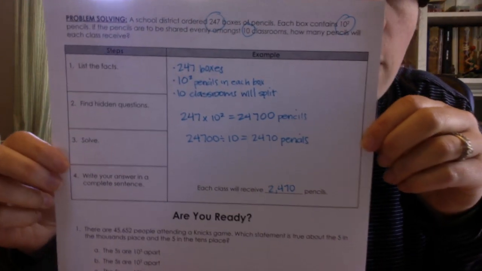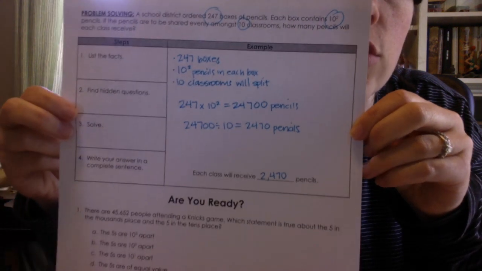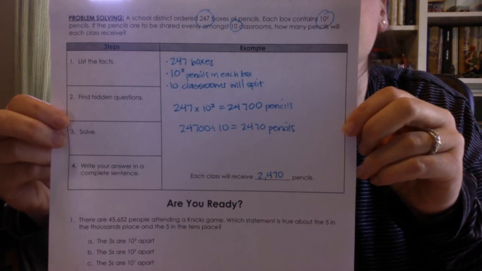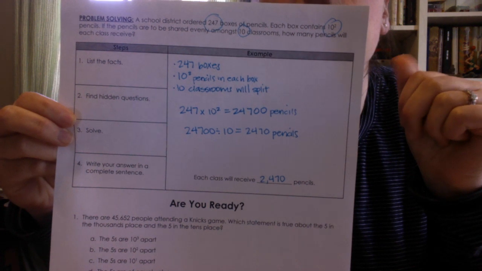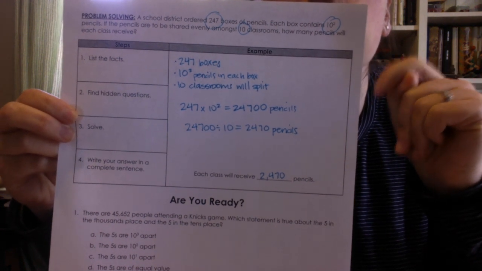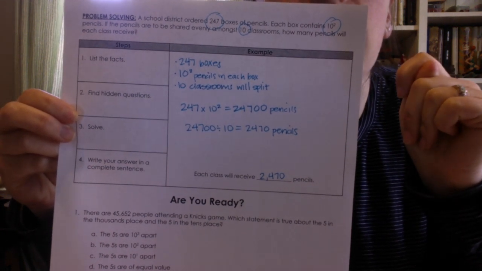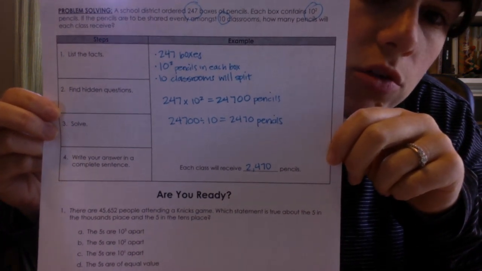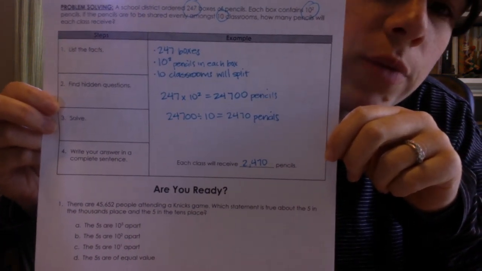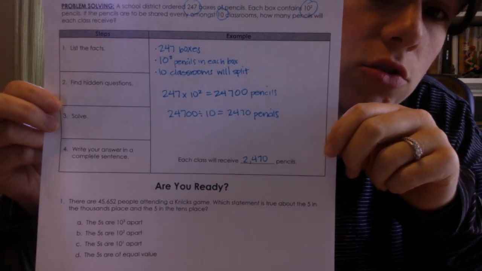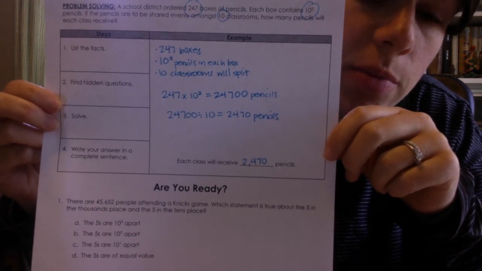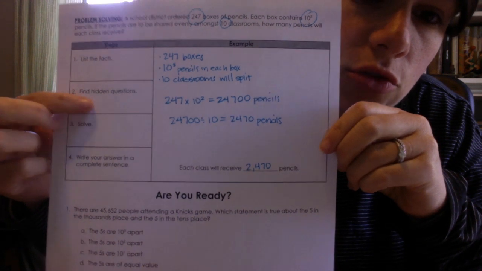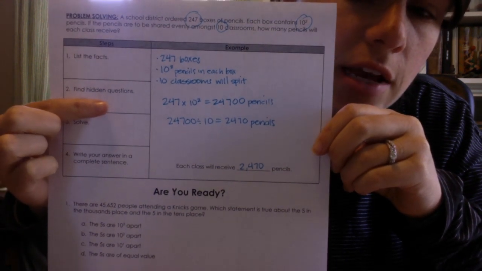Next, we've got a word problem here. A school district ordered 247 boxes of pencils. Each box contains 10 to the second power pencils. If the pencils are to be shared evenly amongst 10 classrooms, how many will each class receive? So I circled 3 numbers, so I made 3 bullets. From the 3 bullets, I figured out that I needed to know the total number of pencils before I split them up. So my first step was to do 247 times 10 to the second power.